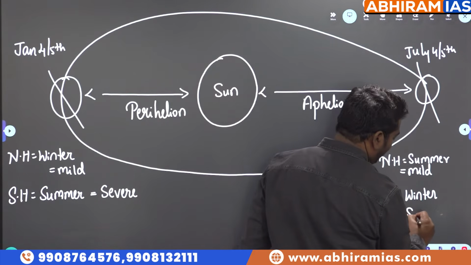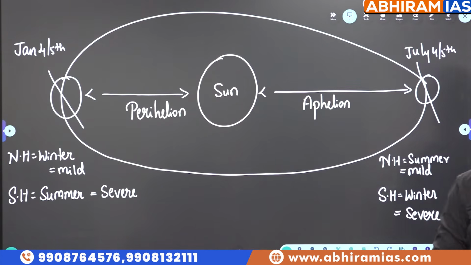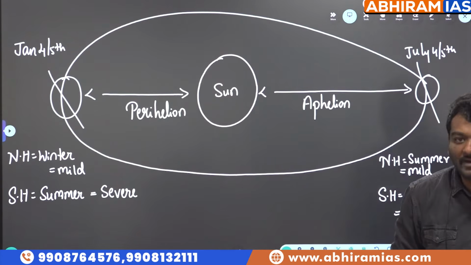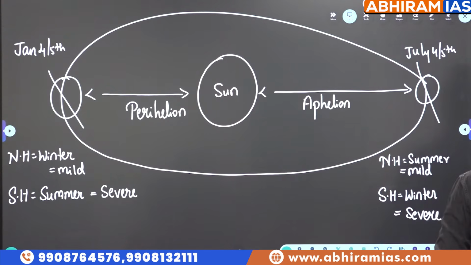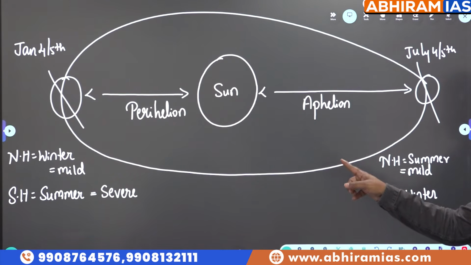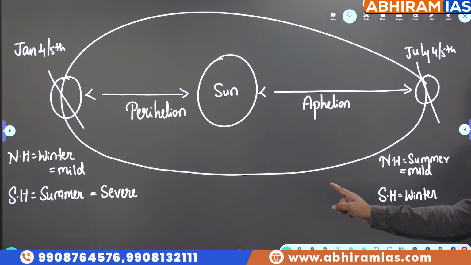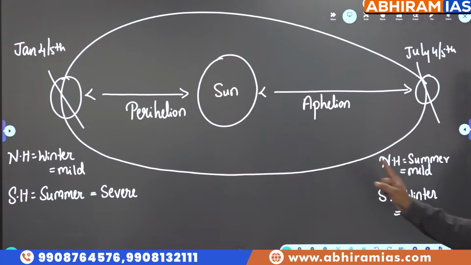Winter, if I am very far, it would be severe cold. So what is the impact of elliptical orbit? Overall temperature during summer and winter either increases or decreases. Northern hemisphere will have mild winter and mild summer. Southern hemisphere will have severe summer and severe winter. What is the reason for this?